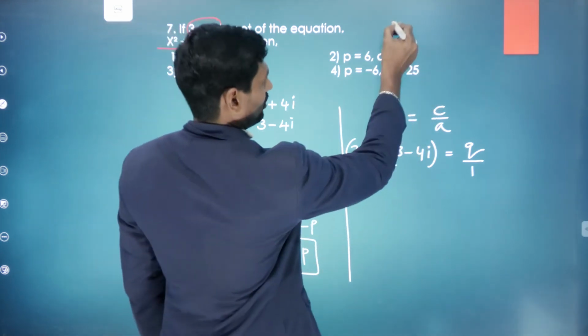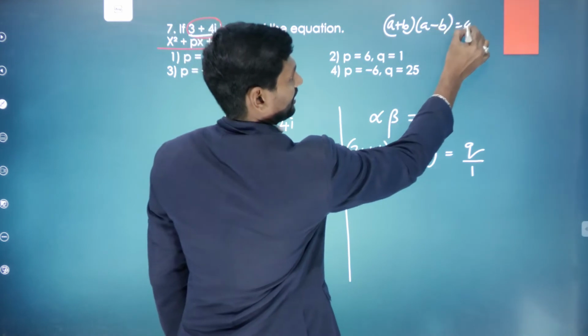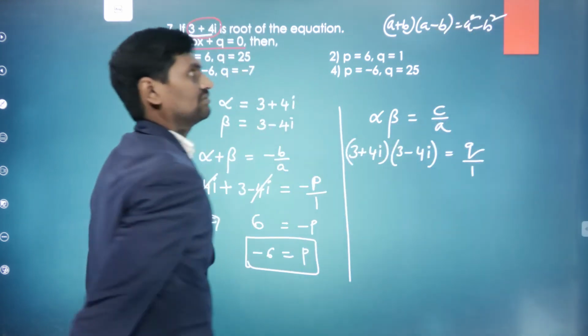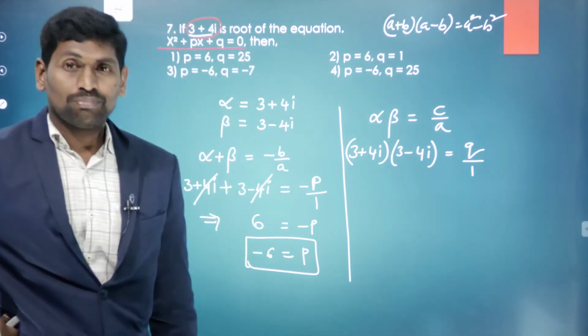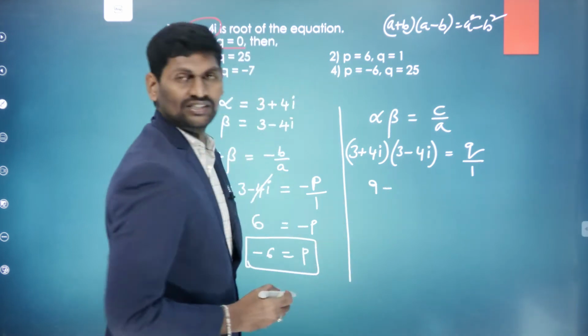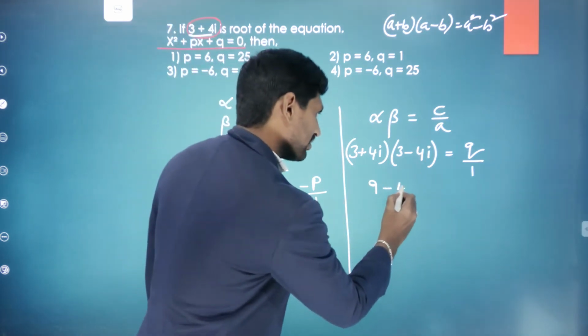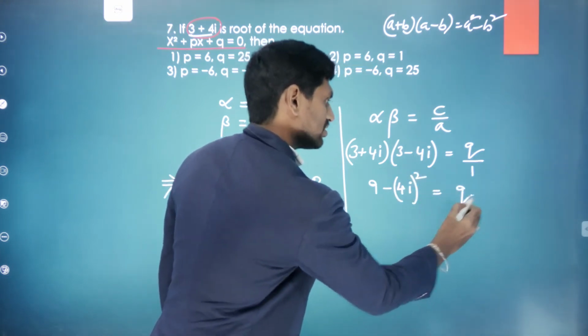So this is in the form of, here I am writing, a plus b into a minus b, nothing but a square minus b square. A plus b into a minus b form is a square minus b square. So a square, 3 square value 9 minus 4i whole square. Now here you should remember a bit. Q by 1 means q.